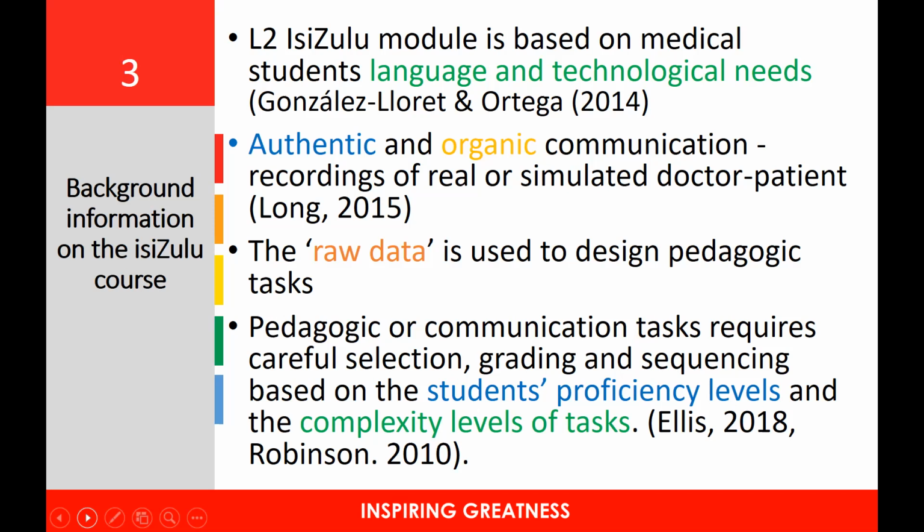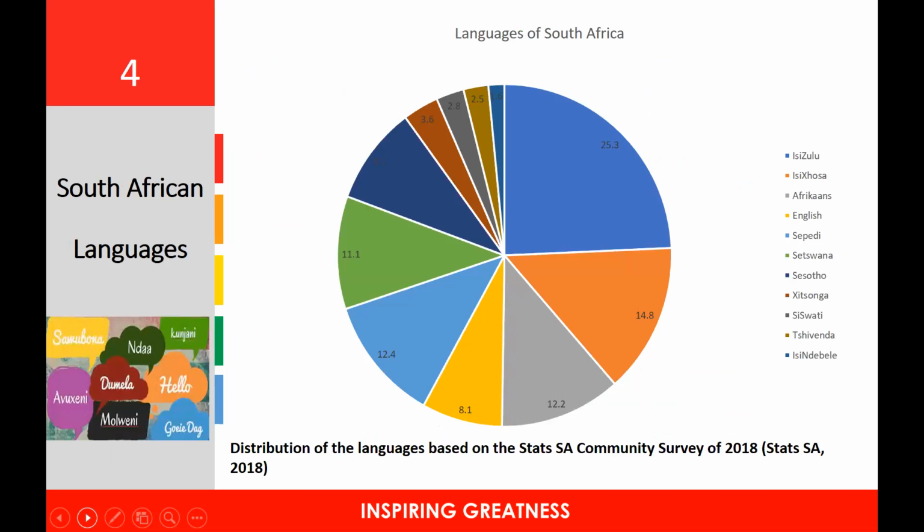So my presentation is not based on this particular aspect of the syllabus, but it will look at the website in particular. Now this slide presents the distribution of South African languages, and it is evident that isiZulu receives the largest slice of the pie. Approximately 70% of residents in KwaZulu-Natal are first language isiZulu speakers.